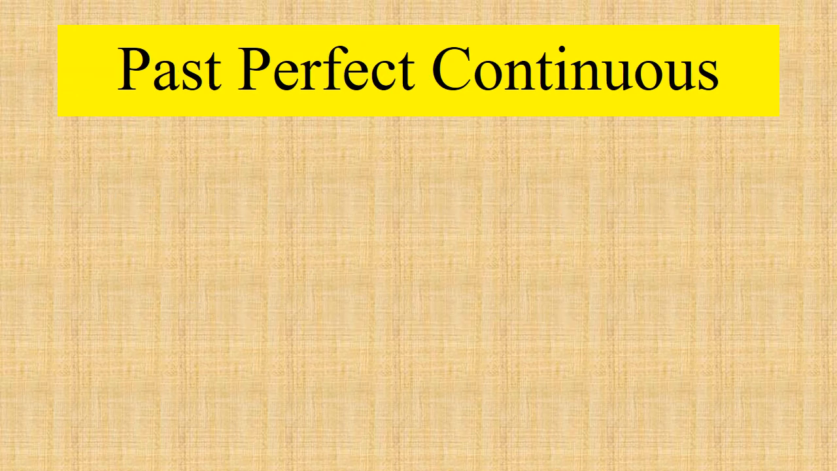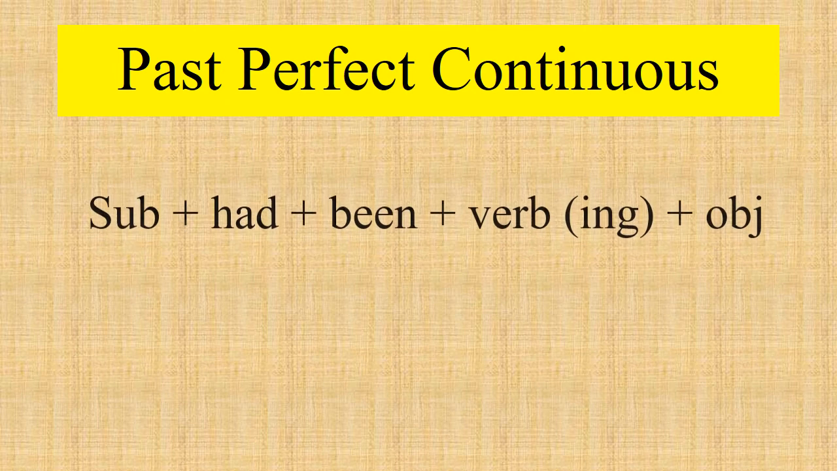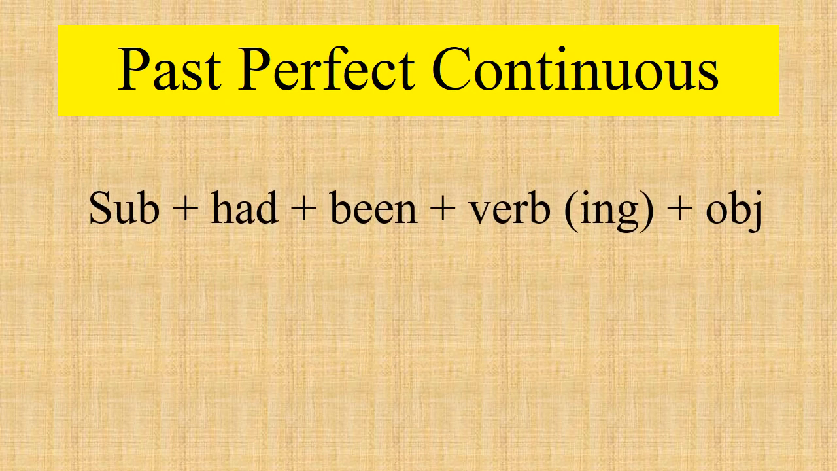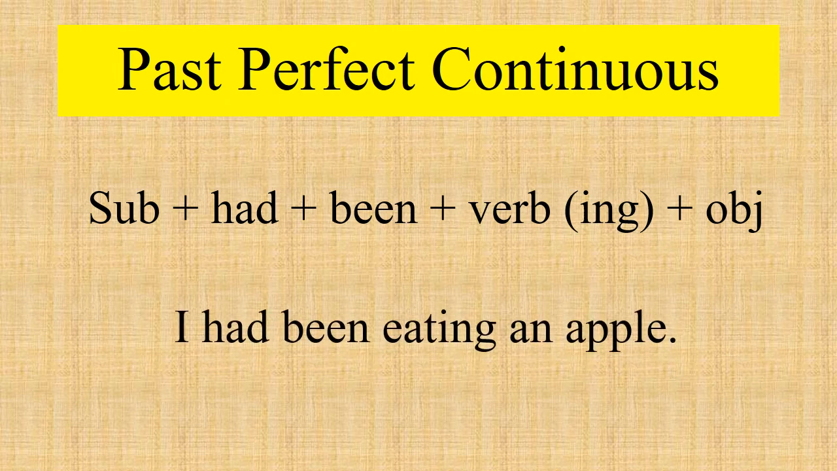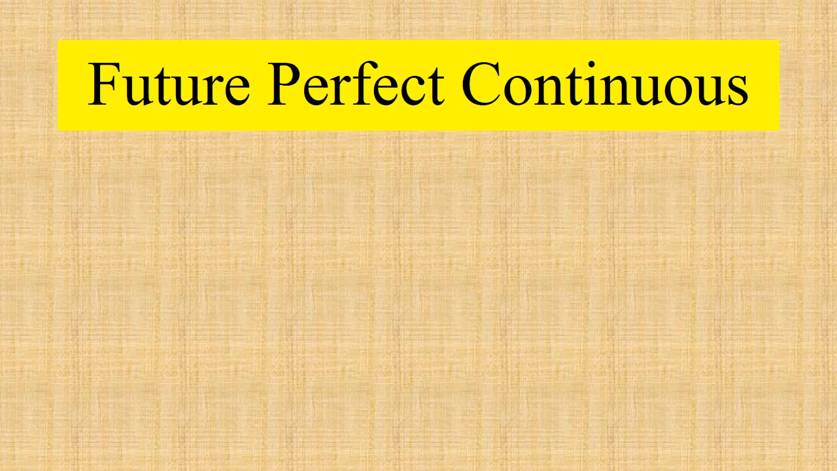Next is past perfect continuous. The formula for past perfect continuous is subject plus had plus been plus verb with an ing plus object. Let us look at the example. I had been eating an apple. I is the subject, had been eating an apple.